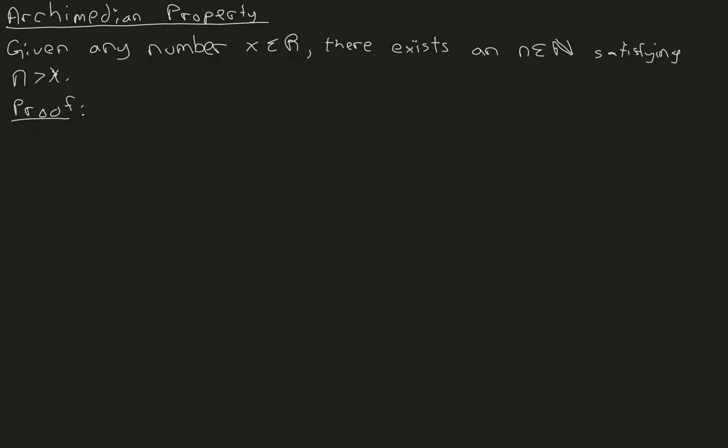The Archimedean property really helps us move from the natural number system to the real number system, and vice versa. The Archimedean property states that given any number x in the real numbers, there always exists n in the natural numbers satisfying n greater than x. So whenever we find a number in the real numbers, we can always find a natural number that is greater than it. This property is very useful in proving theorems when we study limits. So let's do the proof of this Archimedean property, although it's pretty trivial and self-explanatory.